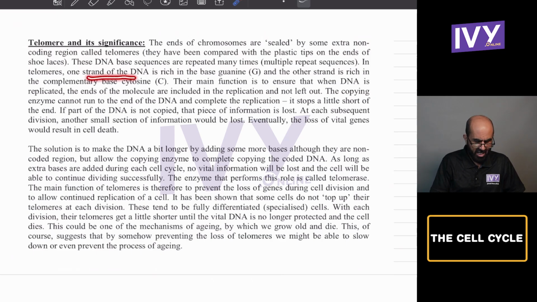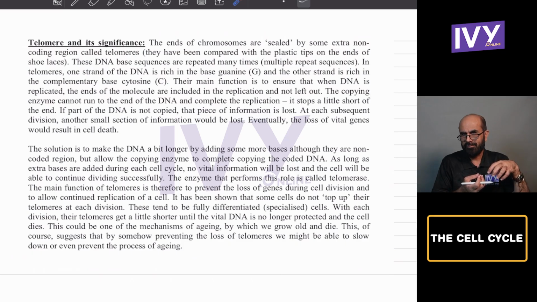In telomeres, one strand of the DNA is rich in the base guanine, and the other strand is rich in the complementary base cytosine. Their main function is to ensure that when the DNA is replicated, the ends of the molecule are included in the replication and not left out. So if they were not there, some part of the DNA would be missed, because the enzyme needs some place to arrive on the DNA molecule.